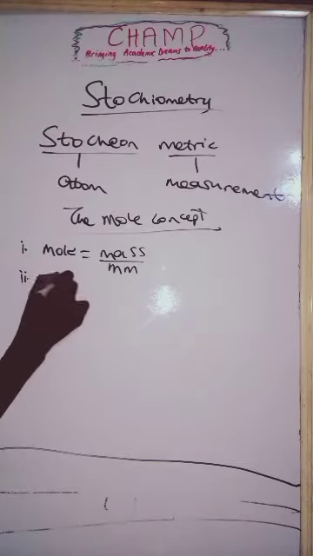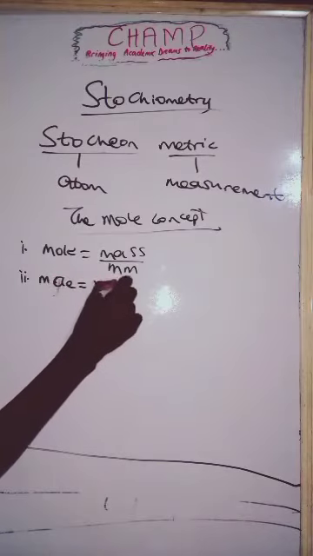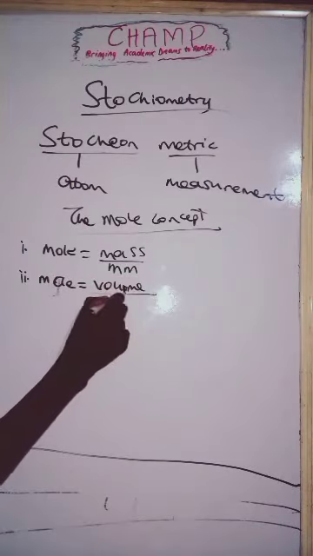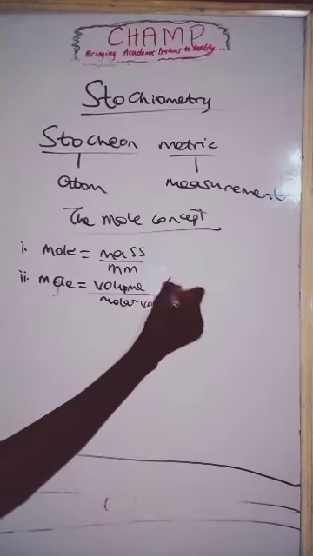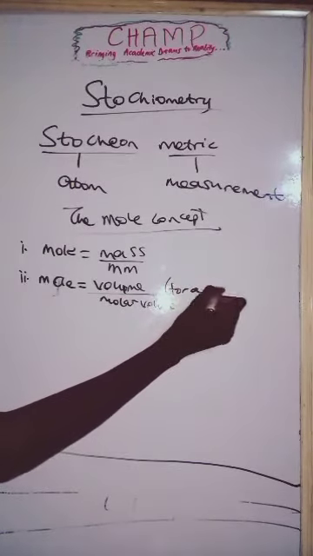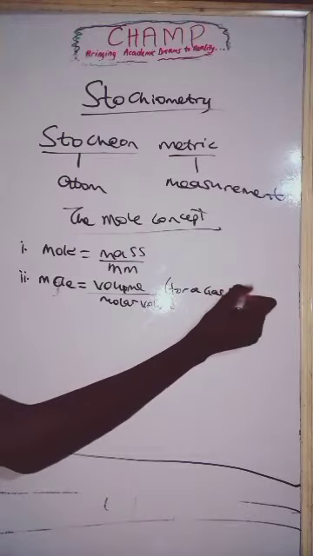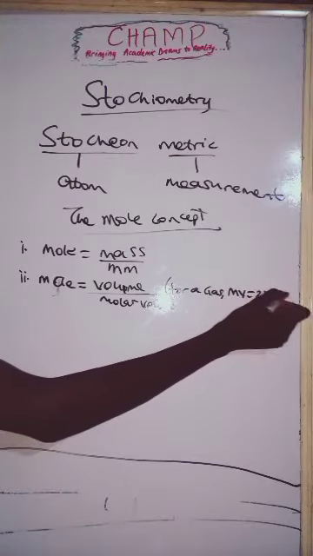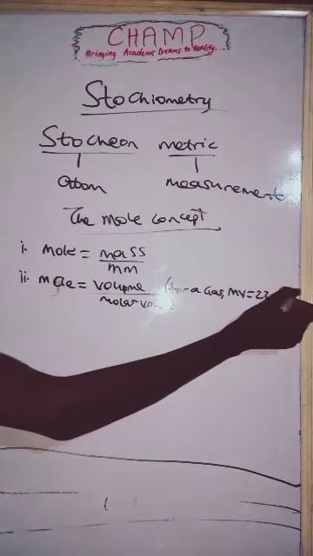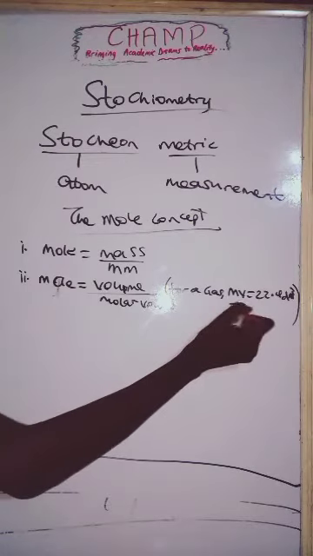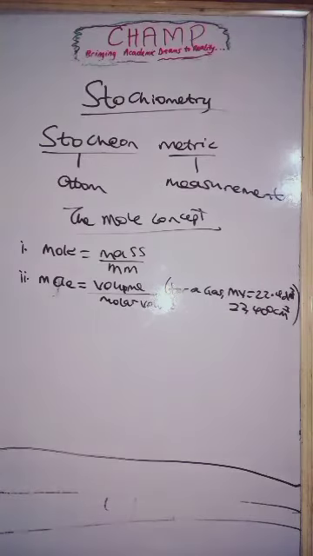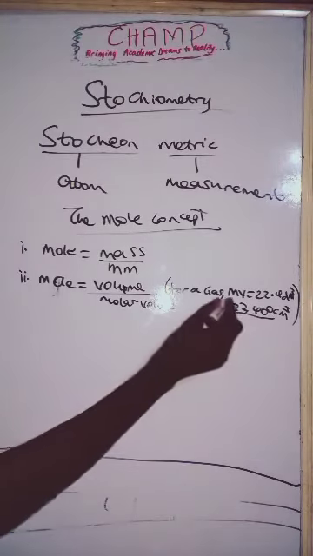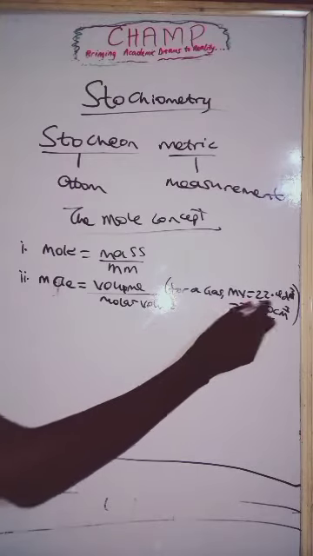The next, mole is also equal to volume over molar volume. And for a gas, the molar volume is always 22.4 dm3 or 22,400 centimeter cube. So if you are given in centimeter cube, you use this. If you are given in dm cube, you use this.